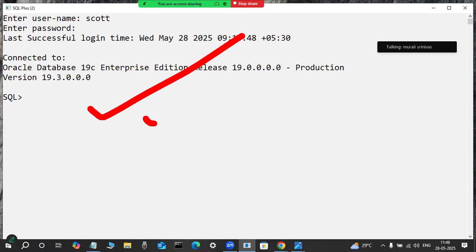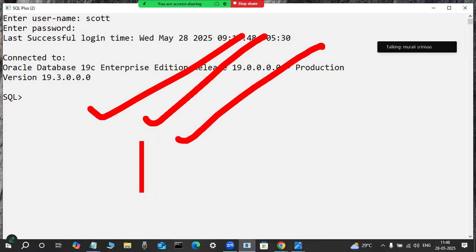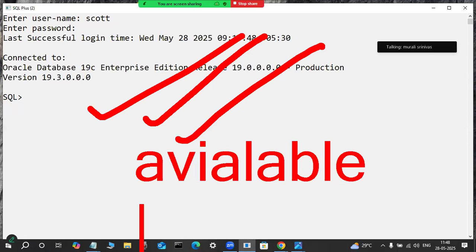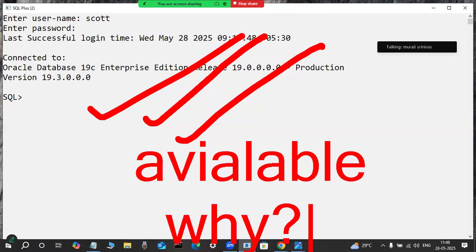What is this one? Available. That is available only, even without saving. The table is available. Here it is storing permanently in the database. Why? What is the reason behind that? Without commit also, why is the table available? That is a question mark.